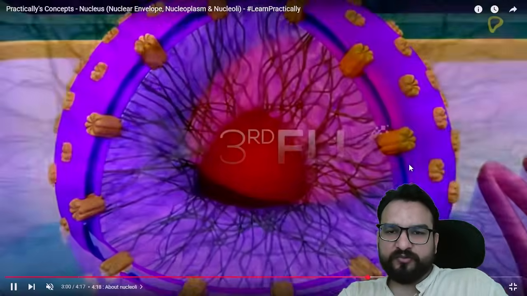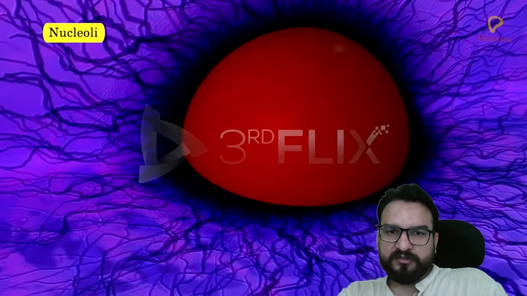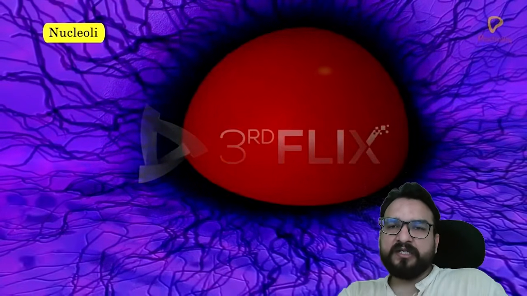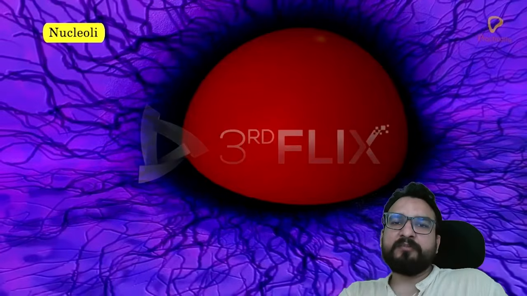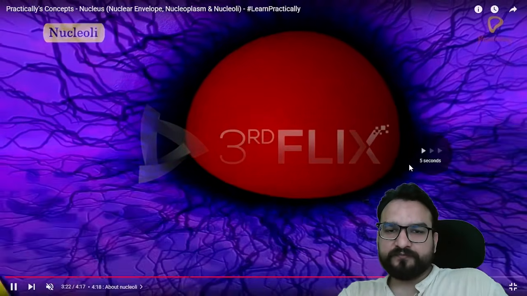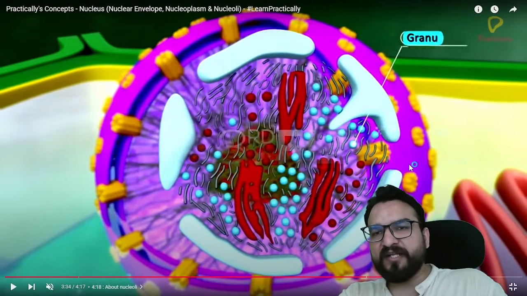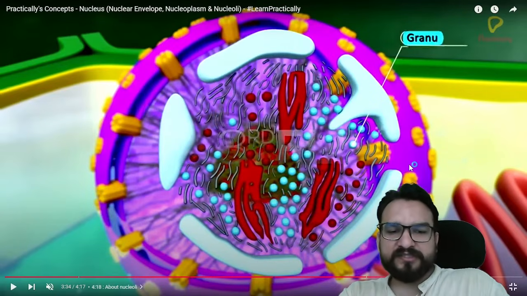Okay, here you try to focus upon this. This is a nucleoli or nucleolus. Over here, what will be happening? I have told you rRNA will be built up over here, and the ribosome formation you will be seeing over here. Okay, so this is what you will be finding with respect to nucleolus.